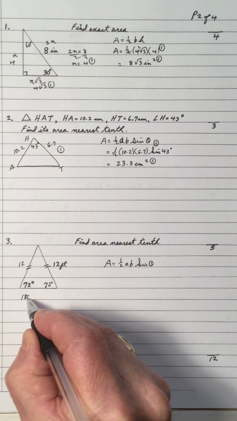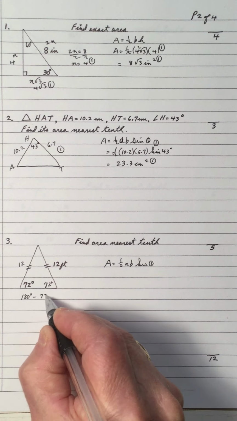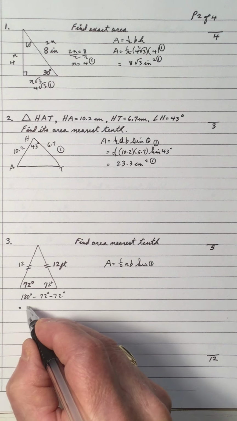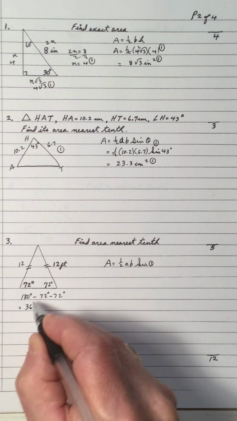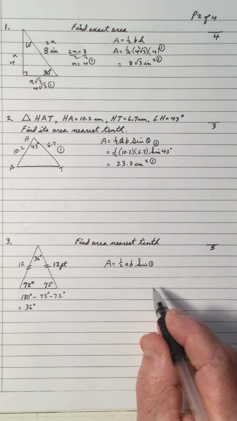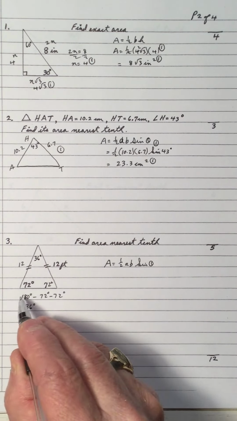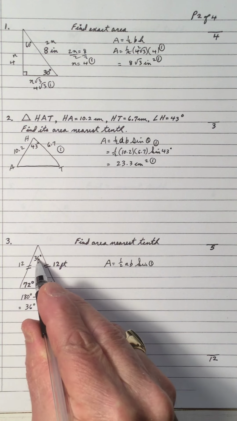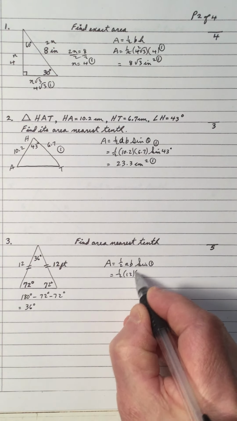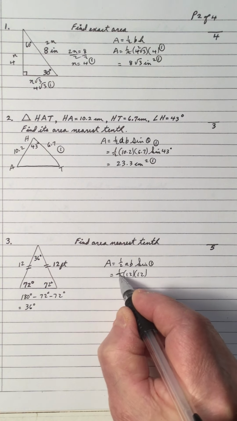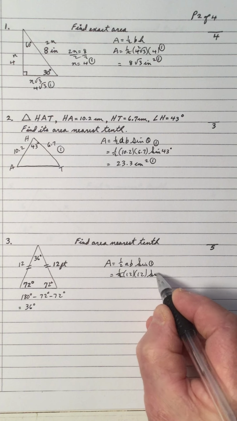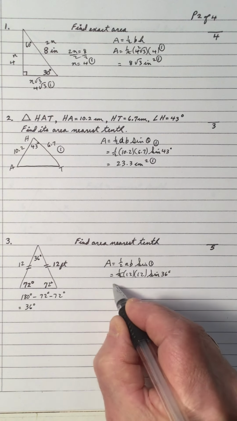That means if you take 180, subtract 72, that gives you a 36-degree angle as the third one at the top. Now, because we have these two sides and this included angle, we have a half of 12 times 12, make that a half so you can see it. And we got the sine of 36.